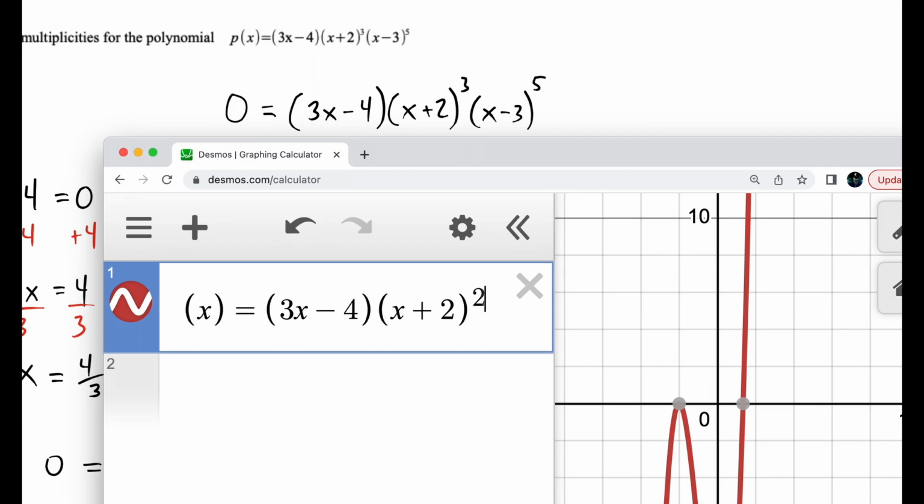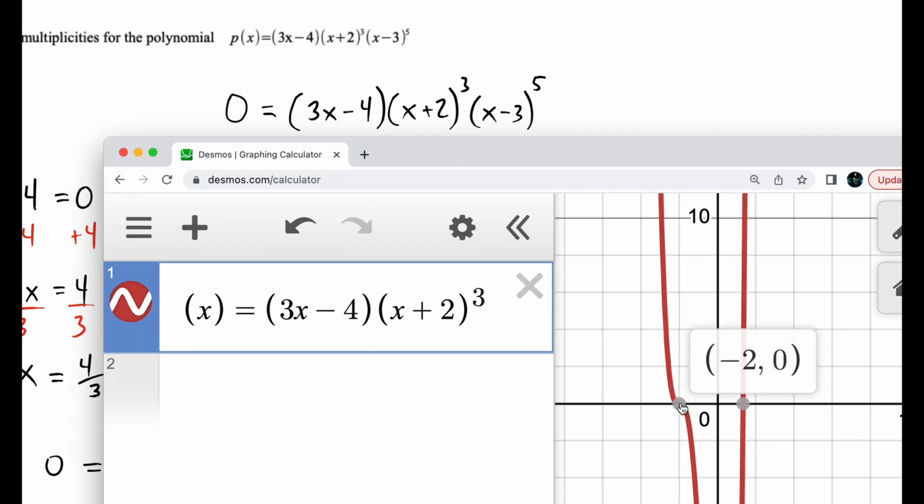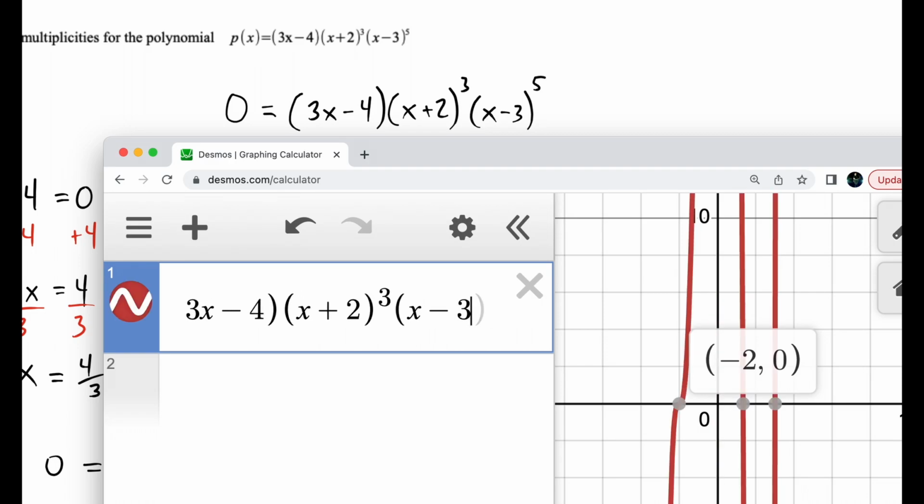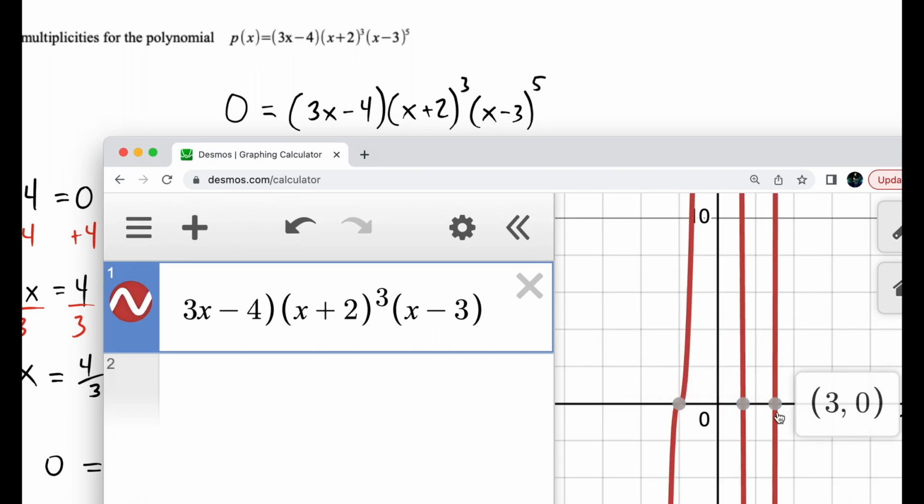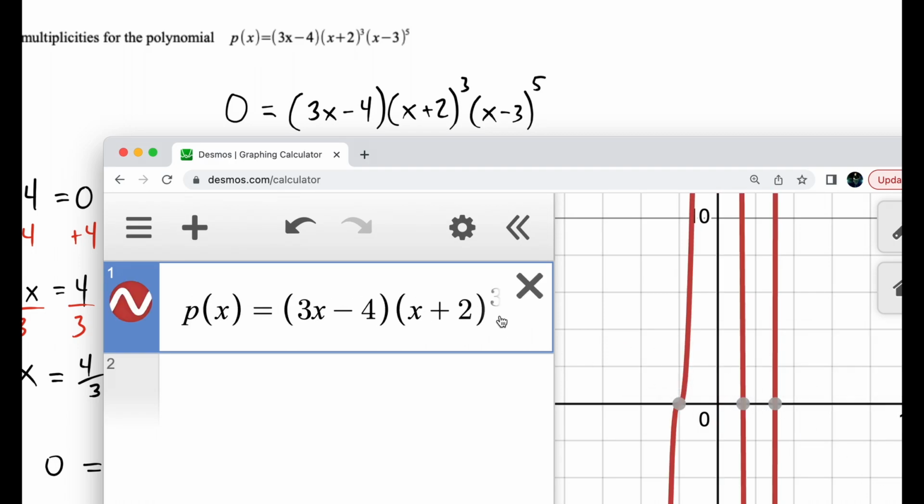But if we raise the multiplicity here to 3, now it actually will go back to crossing through the axis. So when you have an even multiplicity, it won't cross through, but if you have an odd multiplicity, it will. And then we'll do our x minus 3. Now we've got 3 roots.